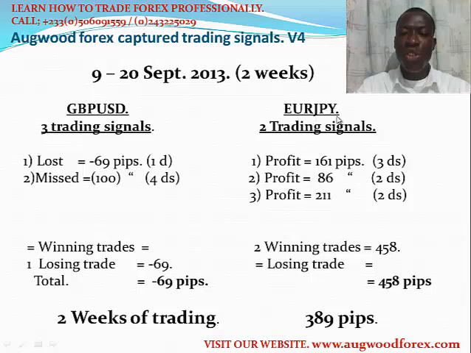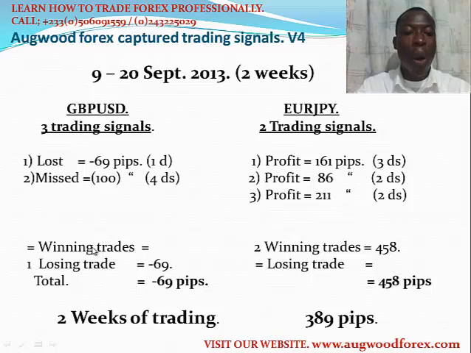Now on the pound USD, we had 2 trading signals, and on the Euro JPY we had 3 trading signals. Sorry for the mistake, it's supposed to be 3 and the 2 is here. So we see that the first one was 161 pips in 3 days. The second one also made a profit of 86 pips in 2 days, and the third one also made a profit of 211 pips in 2 days.